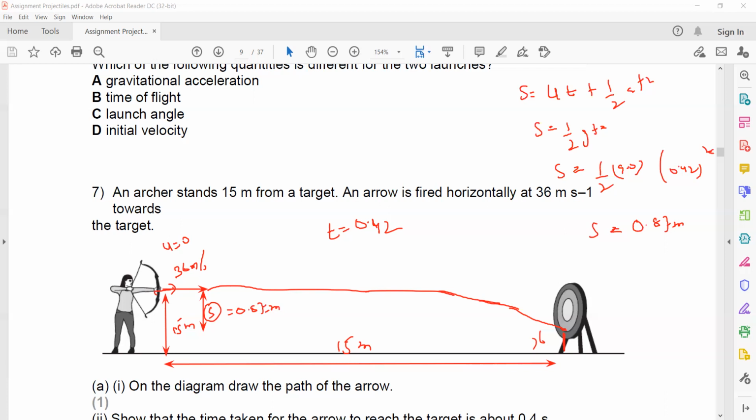But we don't need this distance, we need the distance of the arrow above the ground. So if it is launched from a height of 1.5 meters and it falls vertically 0.87 meters, how much height is there above the ground? So that height above the ground will be equal to 1.5 minus 0.87, that's equal to 0.63 meters. Is it clear?